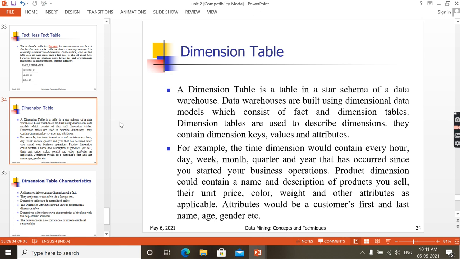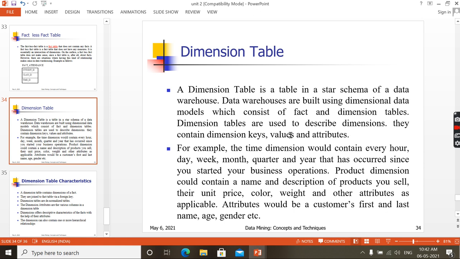So this is schema design. In schema design, whether star schema, snowflake schema, or fact constellation schema, in all schemas we have two important tables: one is the fact table, the other is the dimension table. Each fact table is connected to a number of dimension tables. What is this dimension table? It is an entity in the real world, a real-world object. It contains a primary key and some attributes, so they contain dimension keys, values, and attributes.